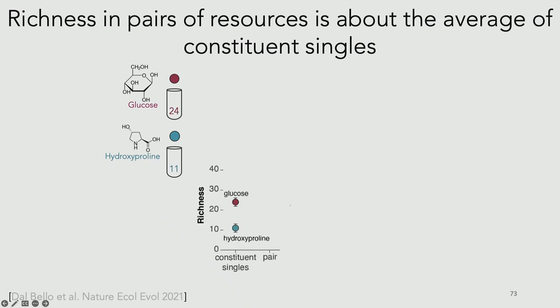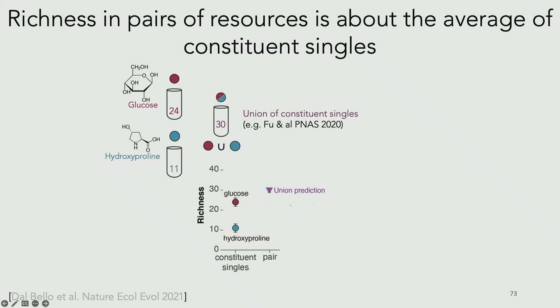So this is the richness that we observed in single resources. Hydroxyproline is 11 species, glucose was 24 species, and we asked, if we combine them, what's the expected richness? If we believe this whole pathway thing, where each species represents each metabolite and corresponds to one resource, we might say that when we combine these two resources, we get the union of the species.